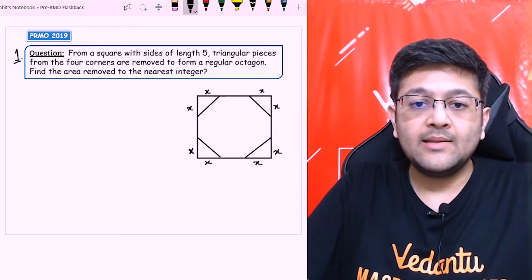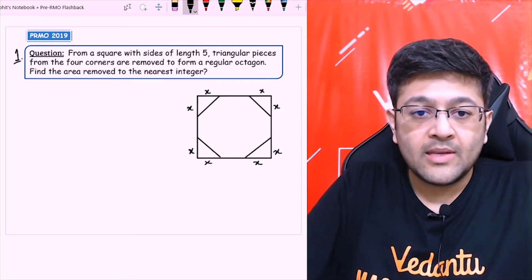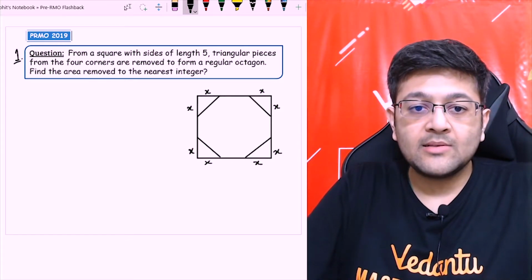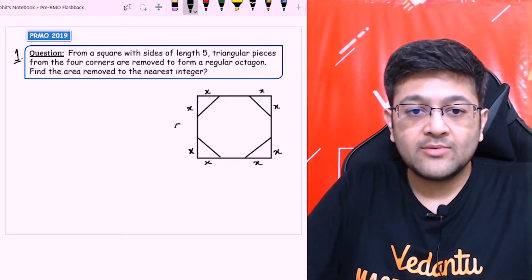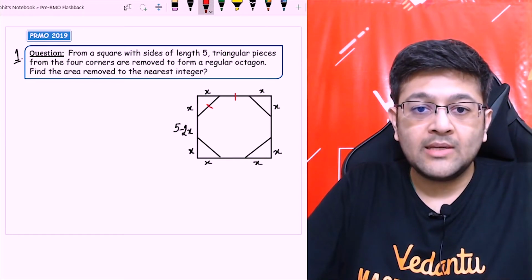So let's say these triangles which are cut have legs x. Now the remaining length, see x and x, the total length is 5. So this will be left as 5 minus 2x. So the sides of the regular octagon are these ones, which I am marking with the red color.